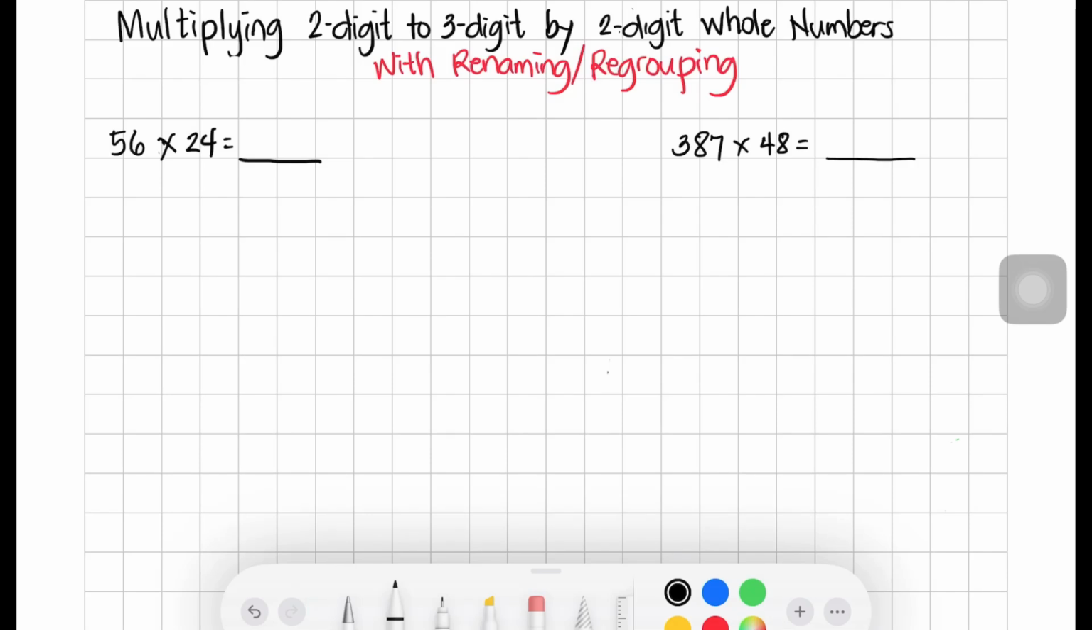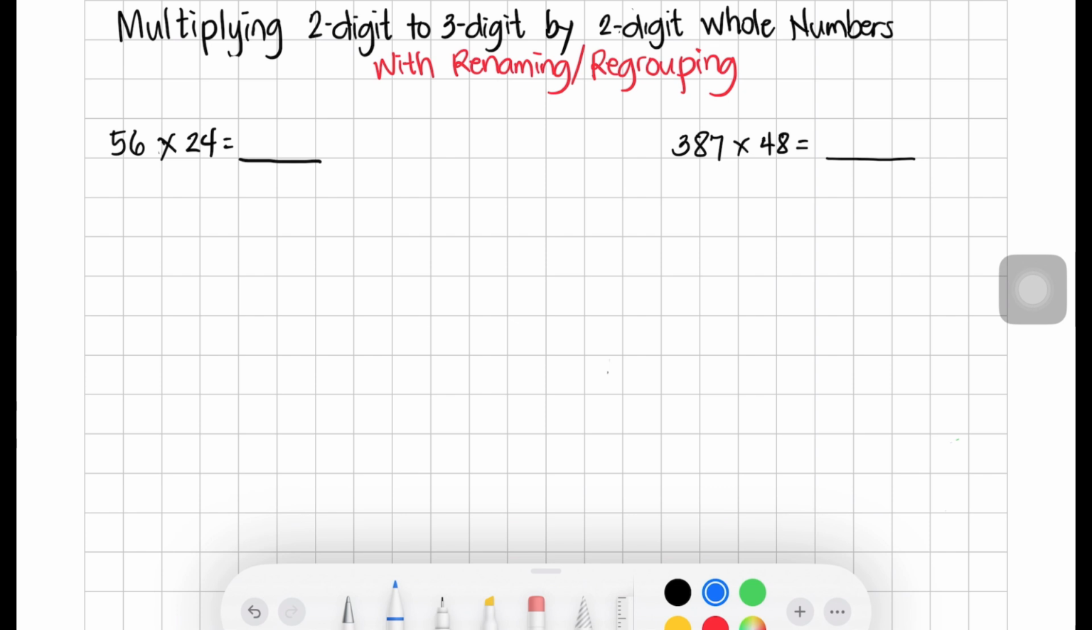Let's try to multiply 2-digit to 3-digit by 2-digit whole numbers with renaming or regrouping. If you need to review how to do this without regrouping, please see my previous video on that. One way to multiply is to do repeated addition, but in this case, since we're dealing with big numbers already, it will take us forever to write 56 24 times and then add it afterwards. So what I will do is to just show you number bonds and vertical multiplication.